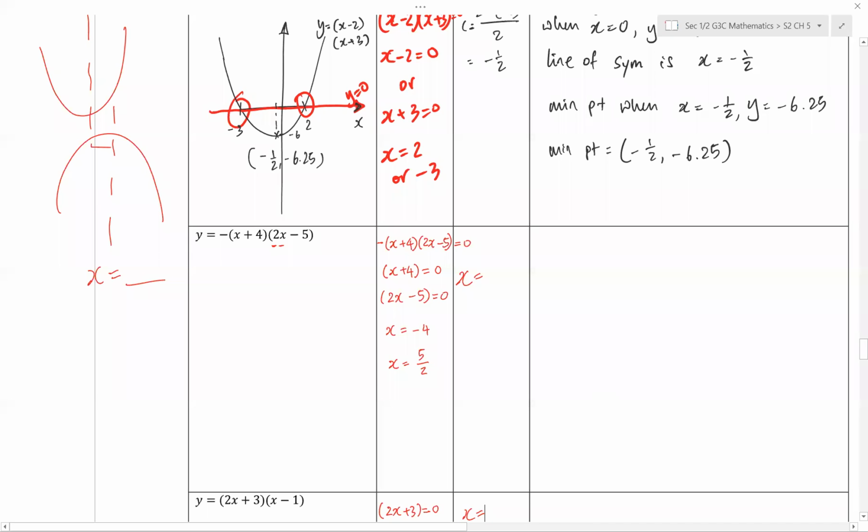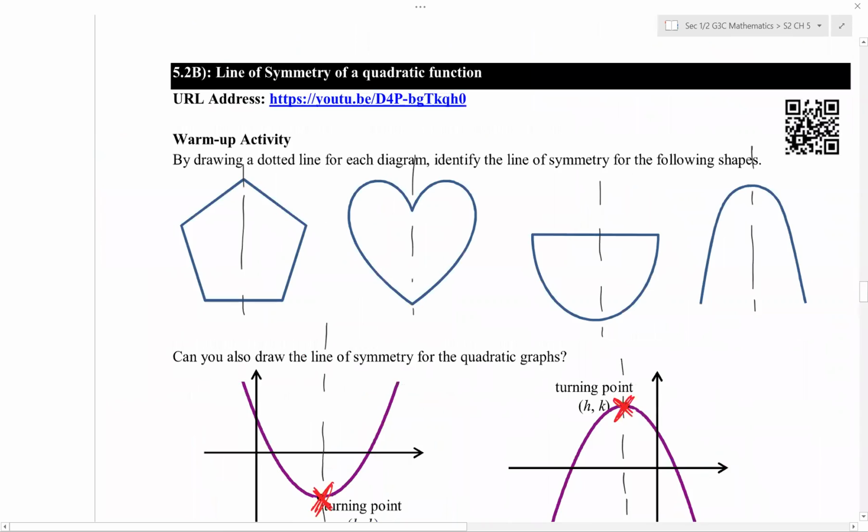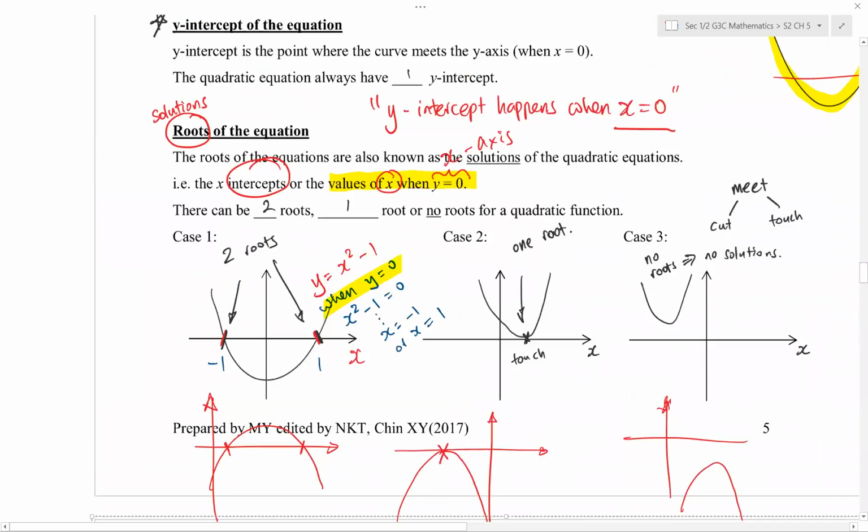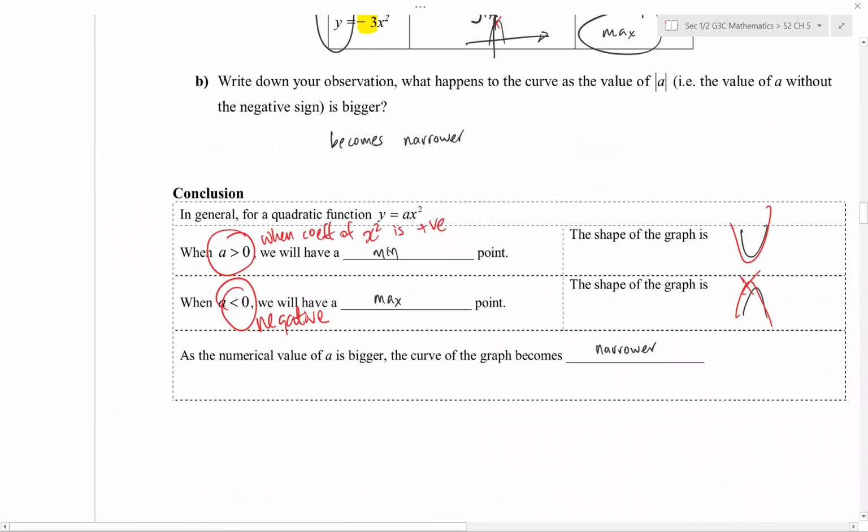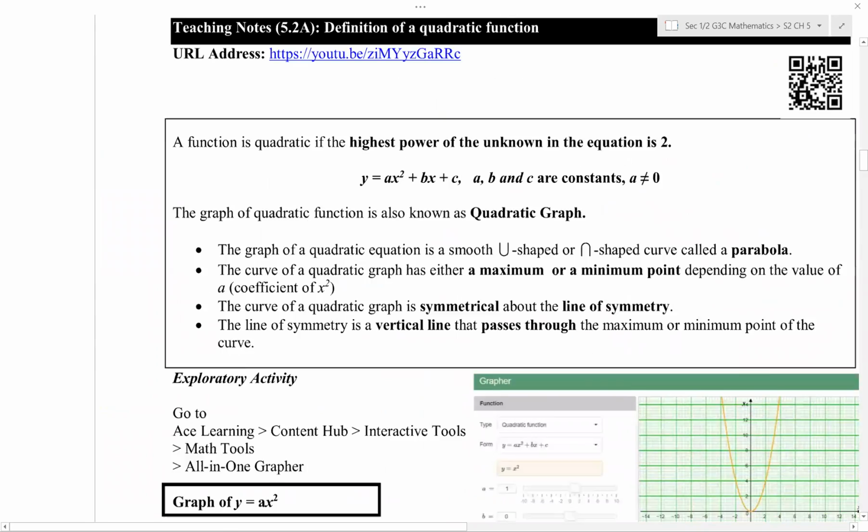Next point. How do we decide what a line of symmetry is? Look at all the previous examples for our parabolas that we have drawn. Okay, so let's start with this portion.